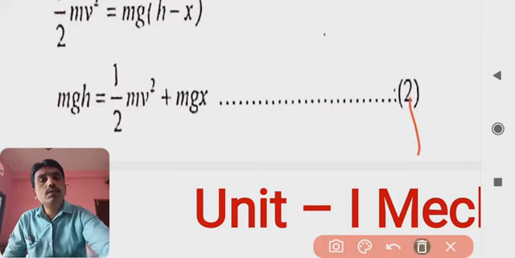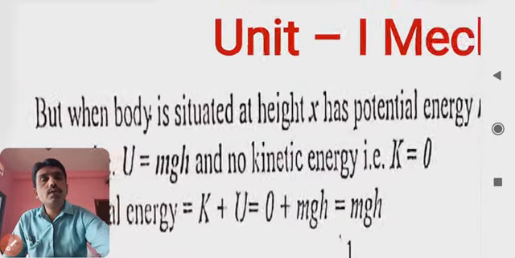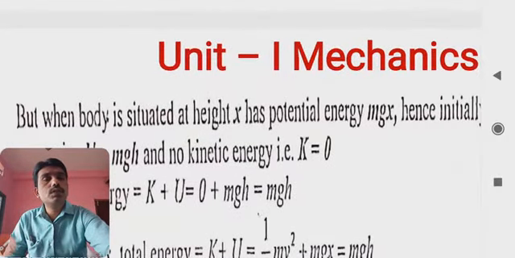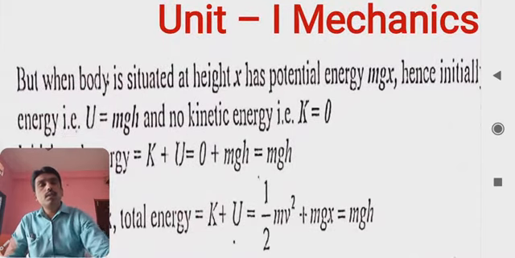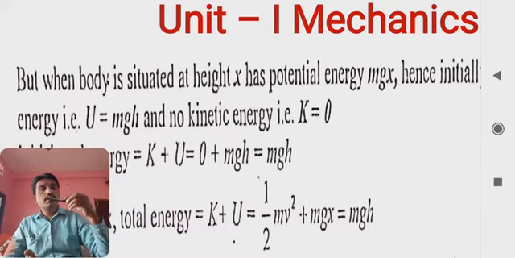As far as these relationships are concerned, when the body is situated at a height x, the potential energy is nothing but mgx. If I am putting this at distance x, the potential energy at height x is nothing but mgx. At rest it is zero.